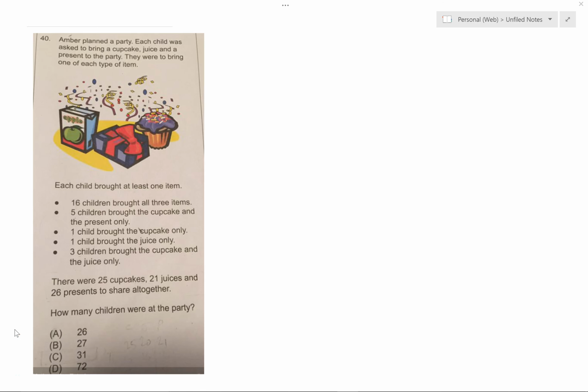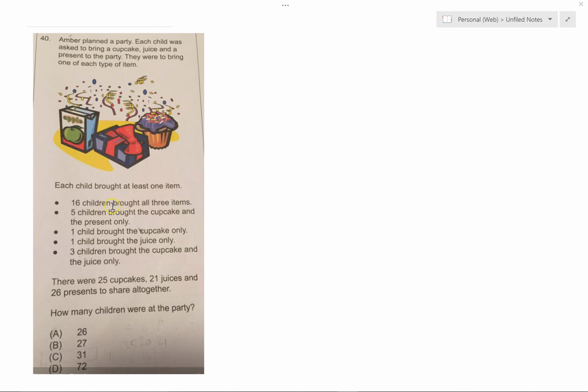So let's have a look at this problem. We've got Amber planning a party. Each child is asked to bring a cupcake, juice, and a present to the party, and they were to bring one of each type of item. We know that each child bought at least one item.